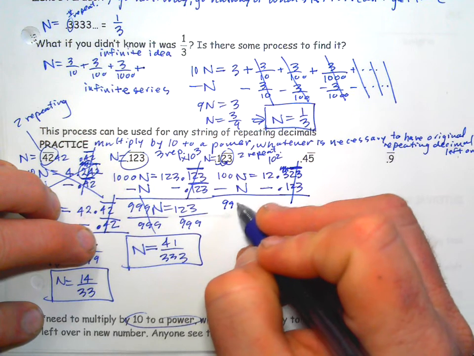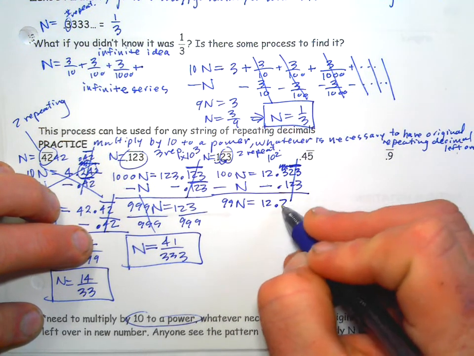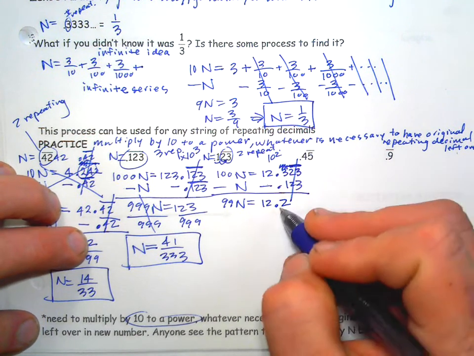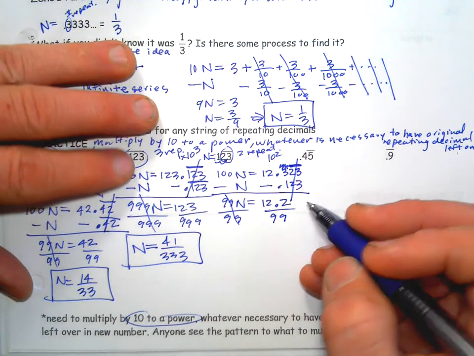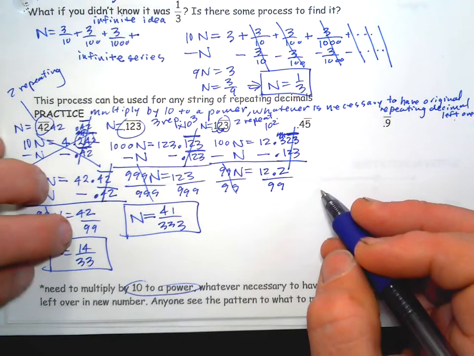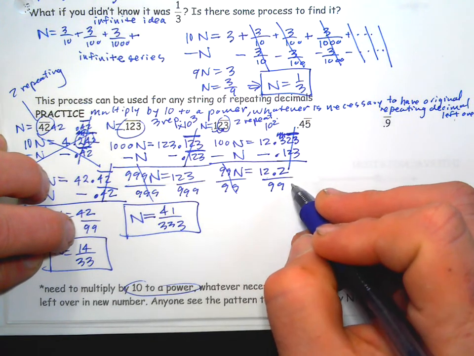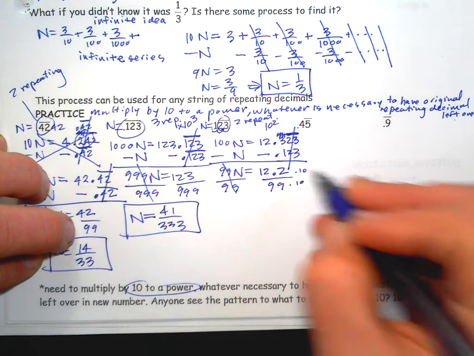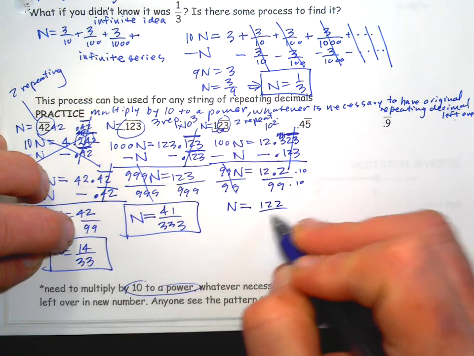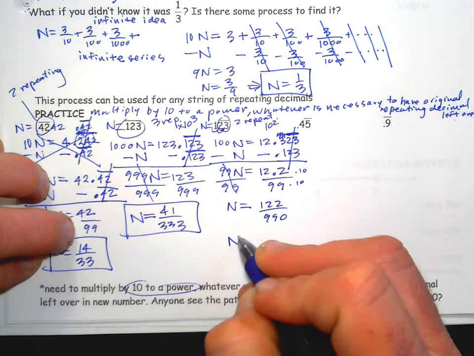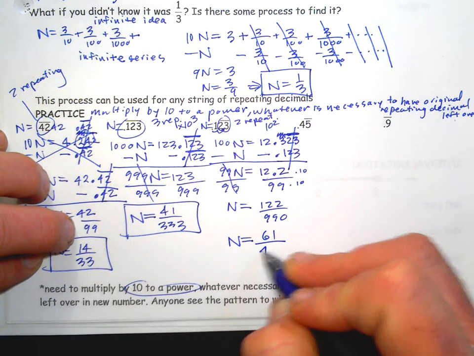So we get 99n. Now, something interesting happens here. The decimal doesn't go away. The repeating part goes away. We still have a decimal. And in math, we don't like to have fractions with decimals in them, or fractions with fractions in them usually. So the solution is to move the decimal over by multiplying the top and bottom by 10, and we get 122 over 990. We could reduce that by dividing 2 out of both of those, 61 over 495.